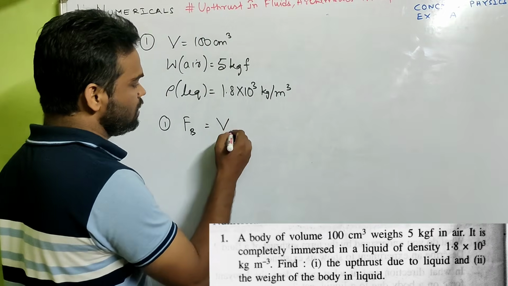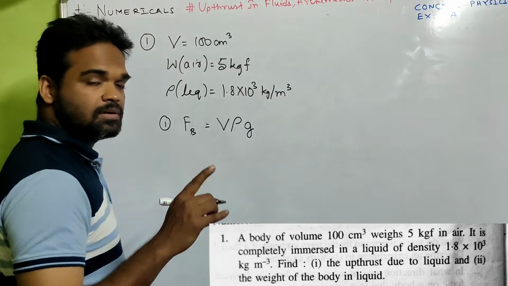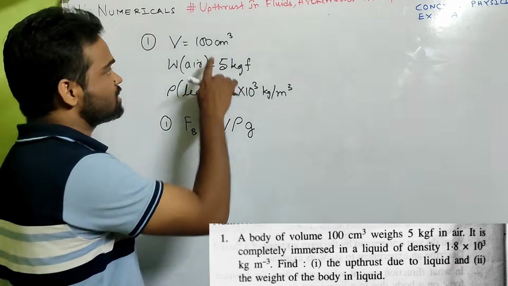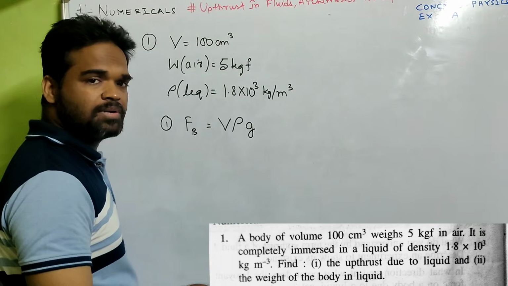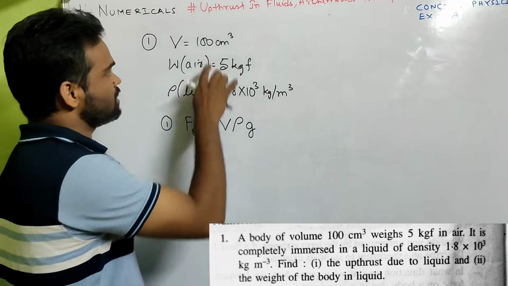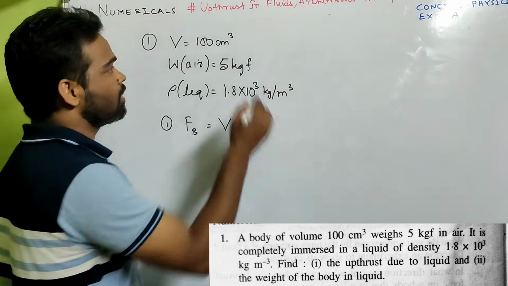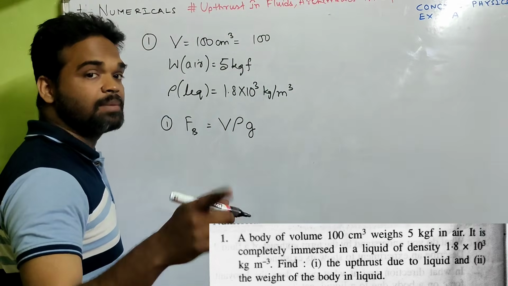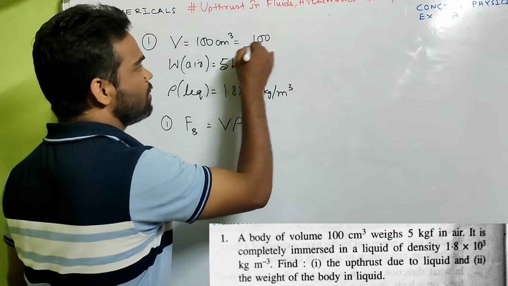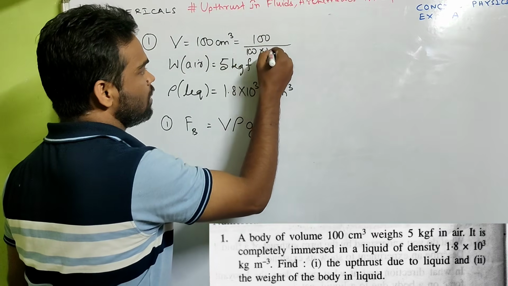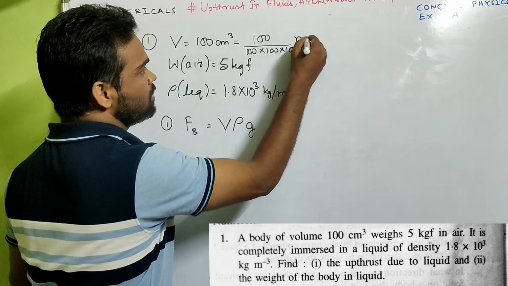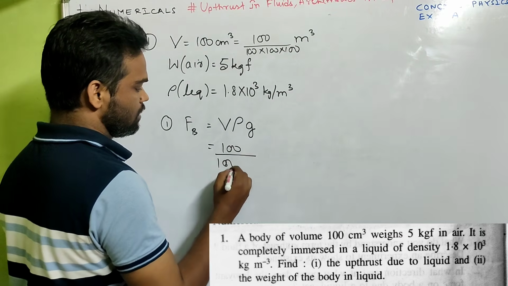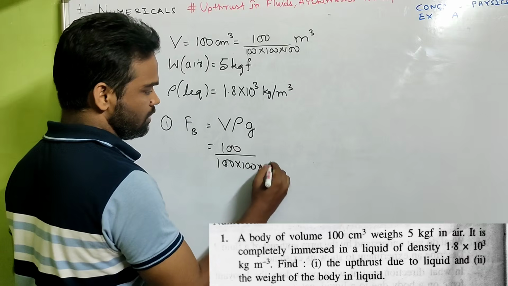Upthrust we have done is V rho G, where V is the volume of the liquid displaced by the submerged part of the body. Now in this case, the body is completely immersed in water. So volume of the liquid displaced and volume of the body will be same. Converted to meter cube. Now from centimeter to meter, you divide by 100. To cube, so we'll divide by 100 into 100 into 100, isn't it? Meter cube. So this is 100 by 100 into 100 into 100.